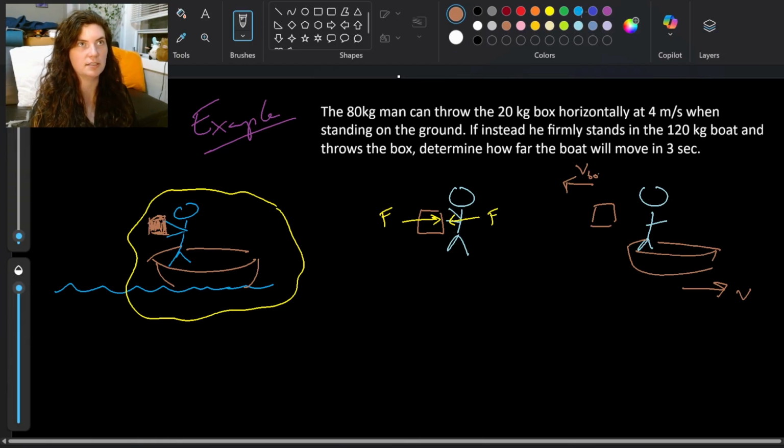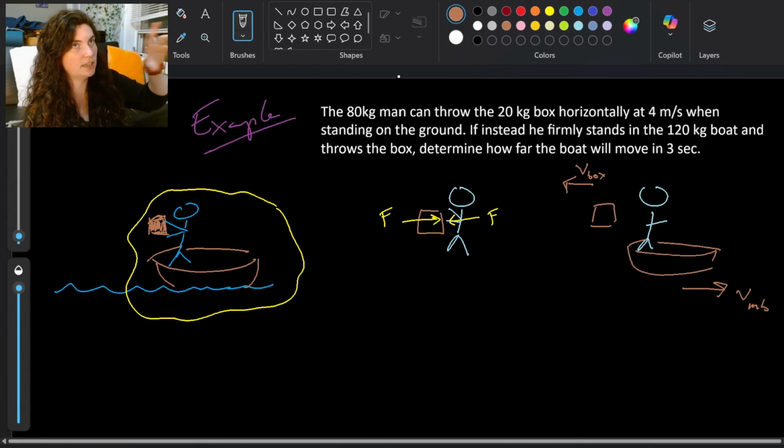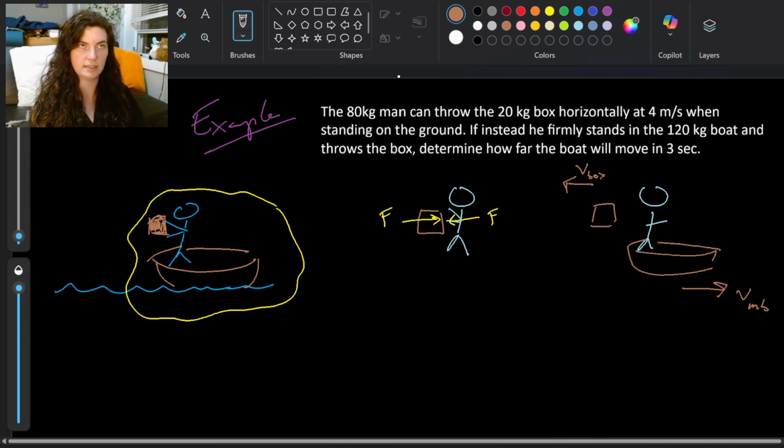I'm going to call this velocity of box. I'm going to call this velocity of man boat, V_MB, for man boat, because they stay together. The man's not going anywhere. He's standing firmly inside of the boat. So they're going to move back together as one. The box is going to move in the other direction. So again, this is another good case for our conservation of momentum because there are no external forces, or there's no external impulses, I should say. Our momentum is going to be conserved. So the box takes some velocity and the man in the boat takes some of the velocity.